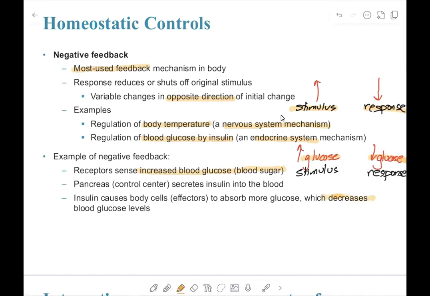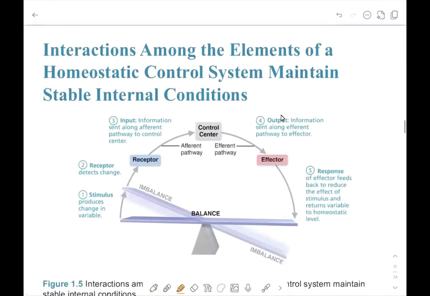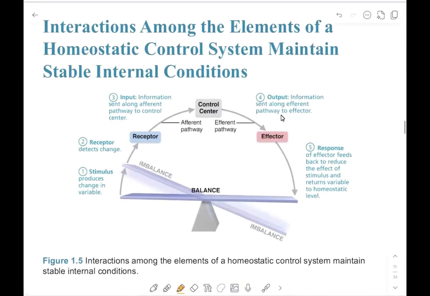And we can see that right here. So these are the three main parts, receptor, control center, and effector. The stimulus is what produces the change in variable. There's a receptor that detects that change. And then there's input, which travels along what's called an afferent pathway to the control center.